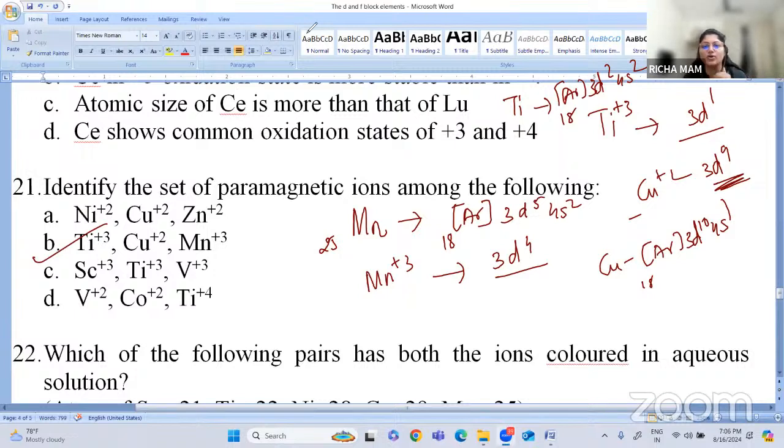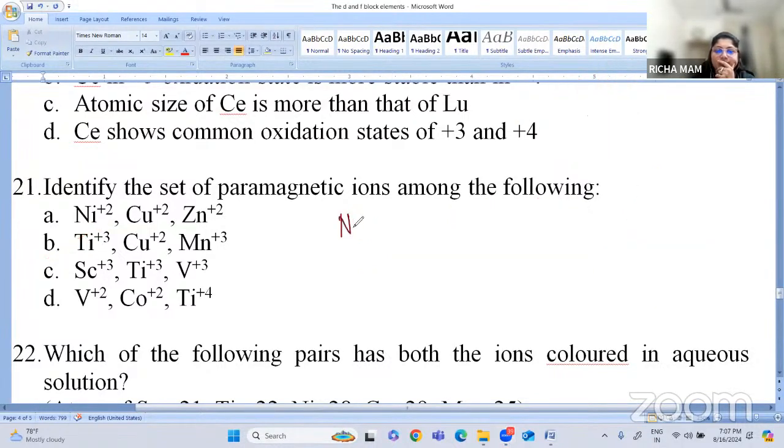So if I write for all, just check, it will be option number B. So what you have to do? You have to write the electronic configuration for all. Suppose I have to write for nickel. The answer is B option. Nickel is 28, so it will be argon 18, 3d8 and 4s2. Then nickel in its plus 2 state is what?